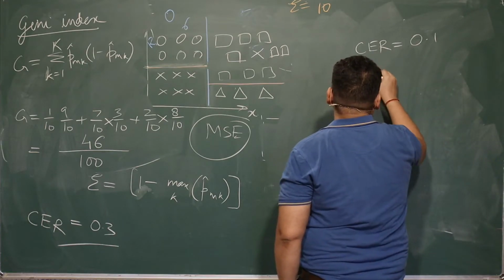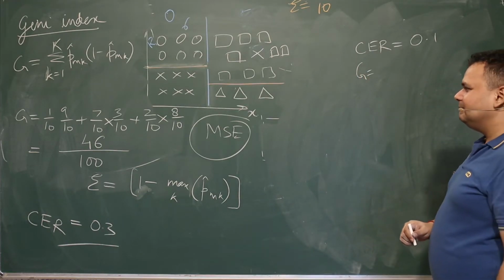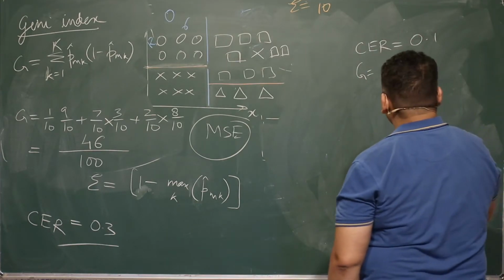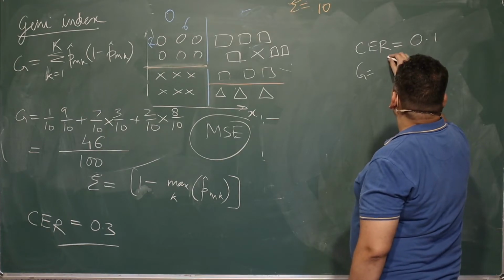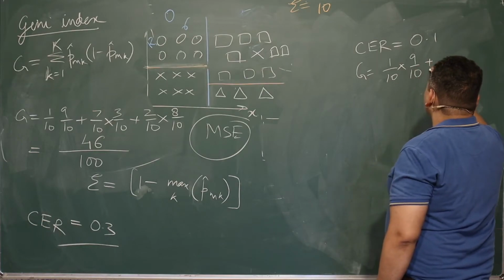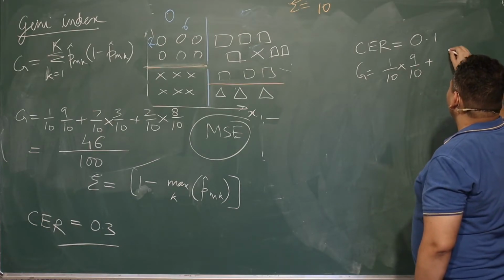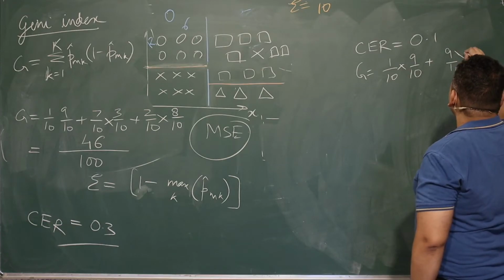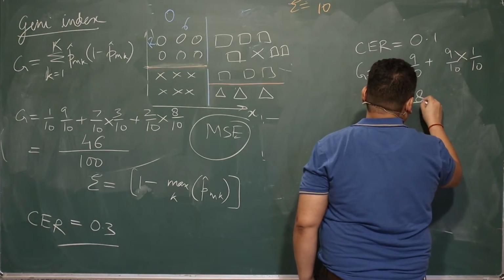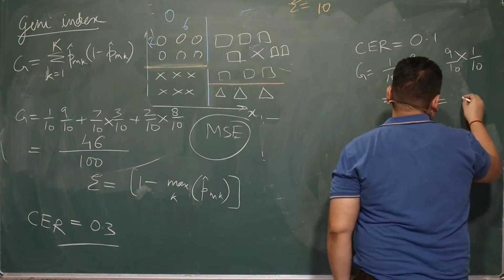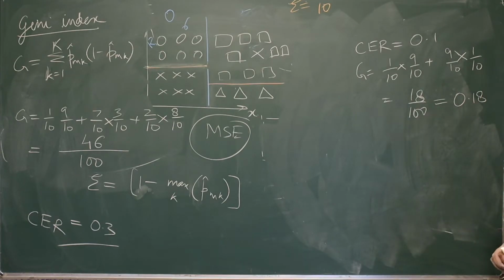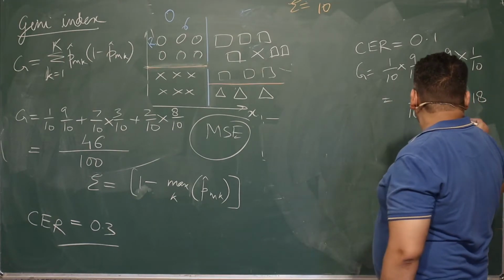What is the Gini index going to be in this case? How many classes do you have? 2 classes. Do the calculation. कितना आएगा? 1 by 10 into 9 by 10 plus 9 by 10 into 1 by 10. So we get 18 by 100. तो क्या आया ये? 0.18. ठीक है?